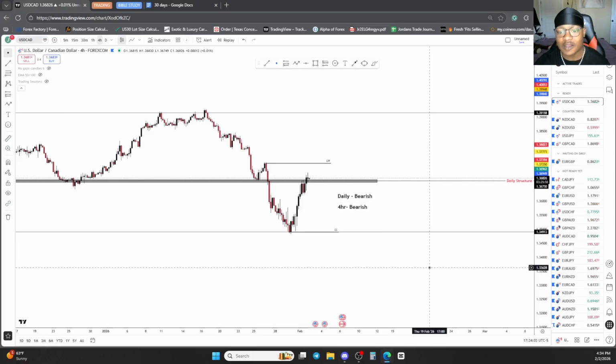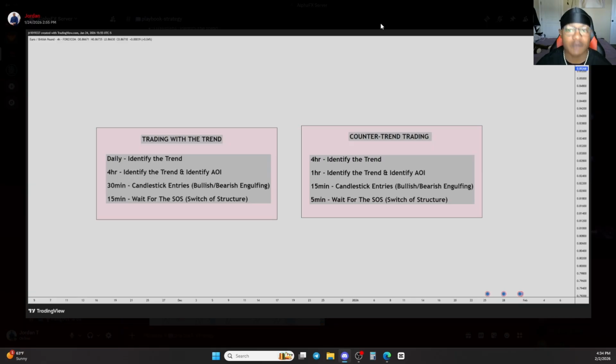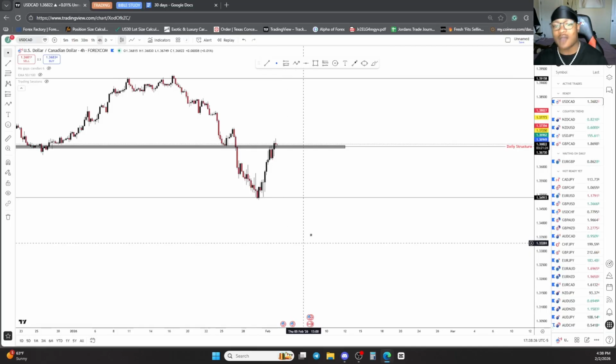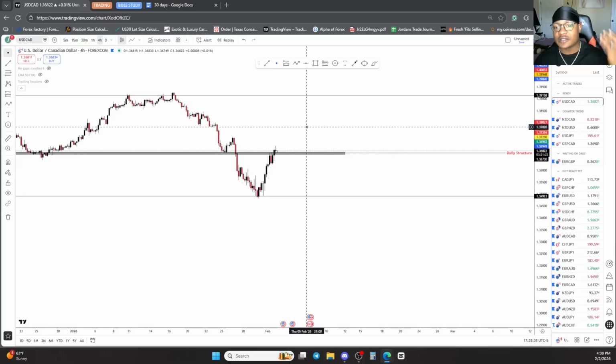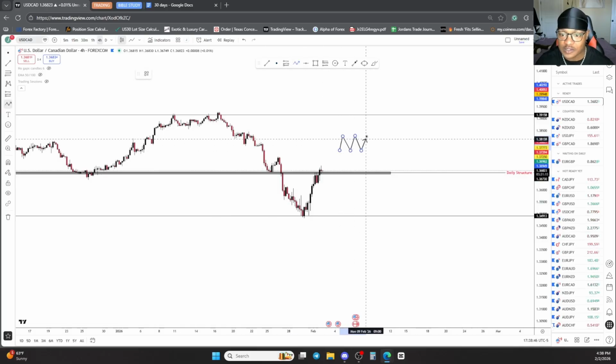How do I find that area of interest? Well, since the daily and the 4-hour are in sync, we simply just use the 4-hour time frame for our area of interest. How do I find my area of interest? Well, you simply just wait for the last break of structure. For example, say if price is moving like this, right? Price has formed a roof over our head and price has formed a floor.